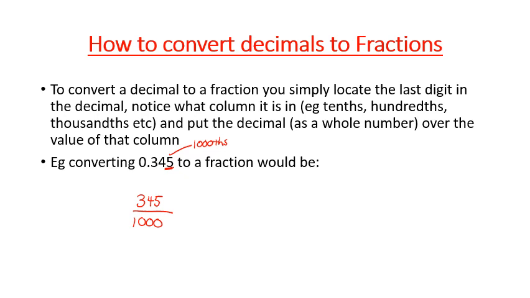Right? And then we would cancel that down. In this particular case, we're going to cancel down by 5. So that's going to be over 200. And that's going to be 69 over 200.